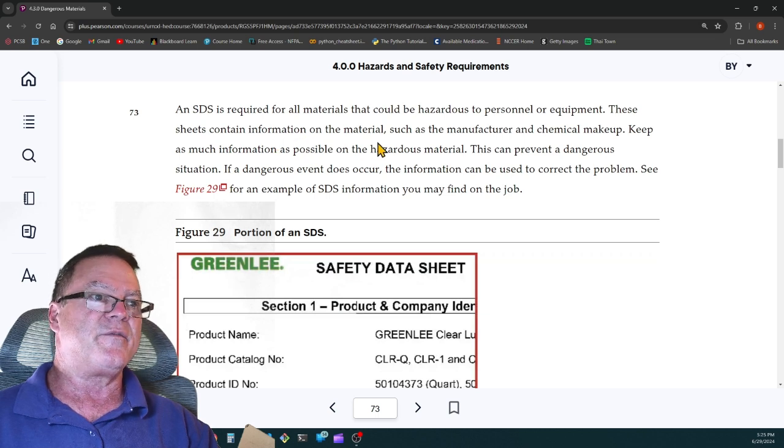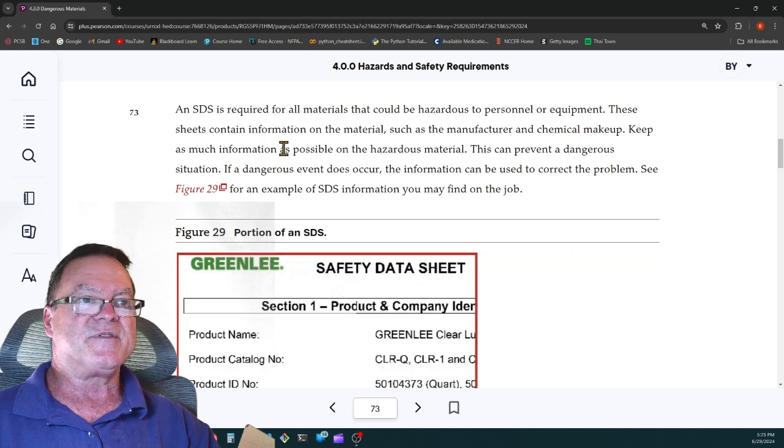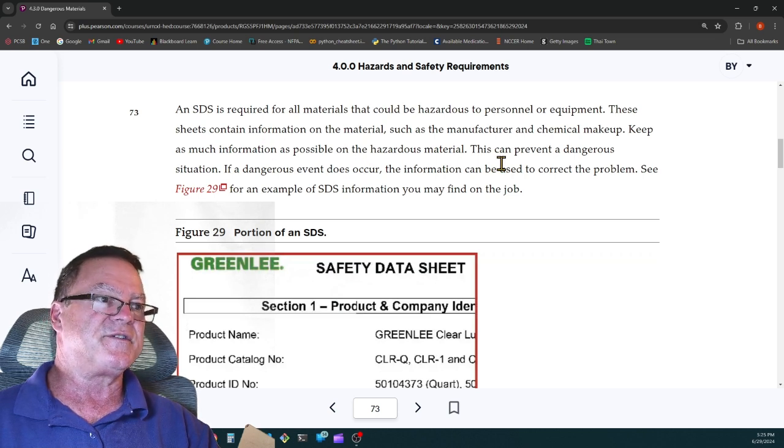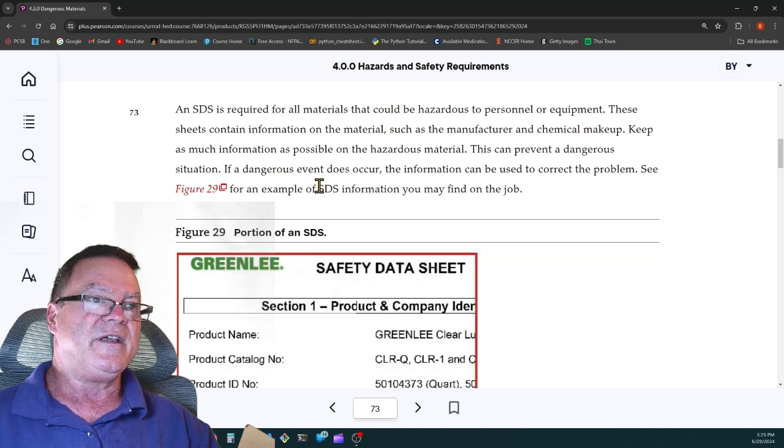These sheets contain information on the material, such as the manufacturer and the chemical makeup. Keep as much information as possible on the hazardous material. This can prevent a dangerous situation. If a dangerous event does occur, the information can be used to correct the problem.